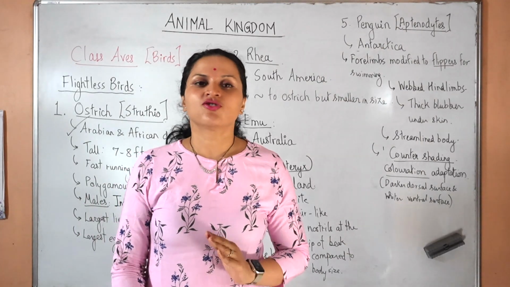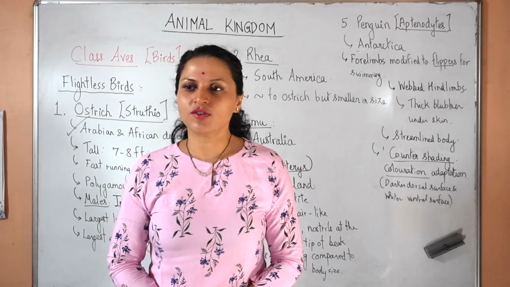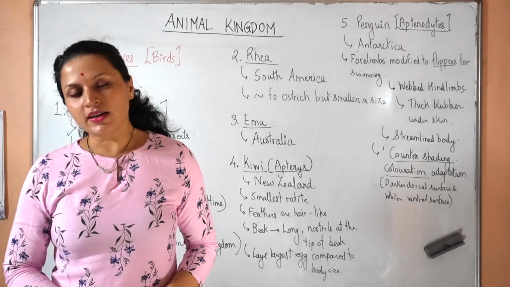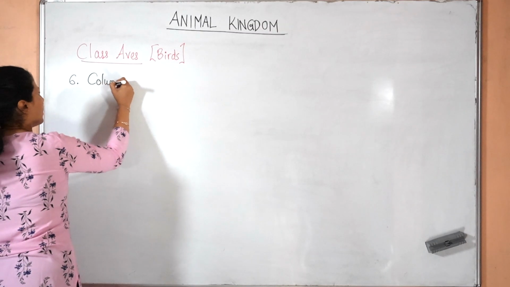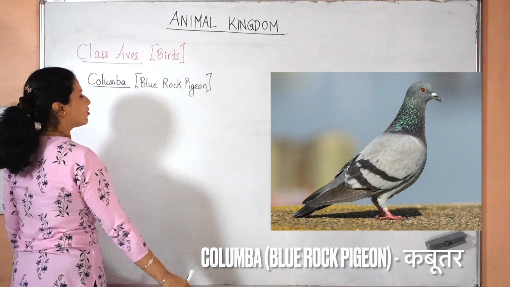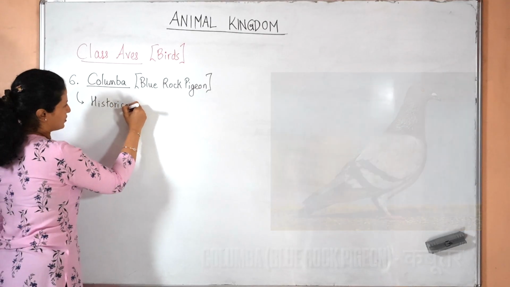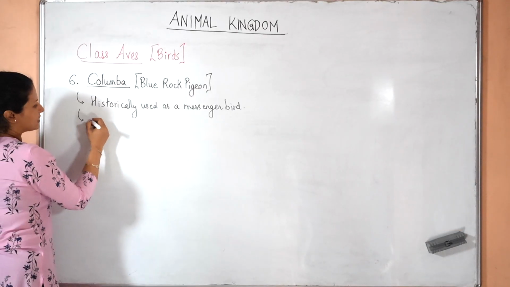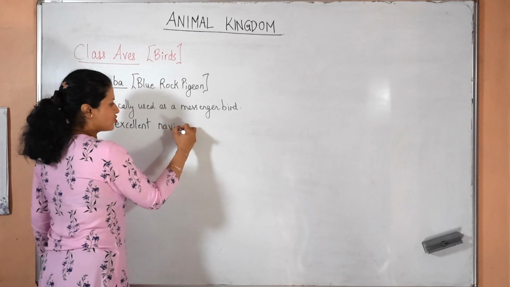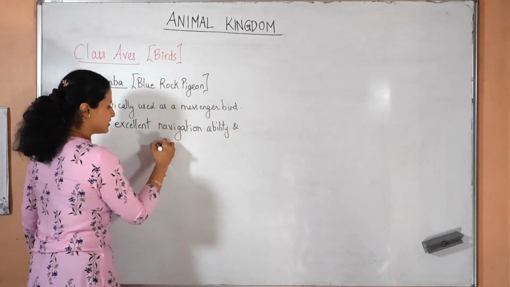So these were the adaptations of the flightless birds. Now we move on to the characteristics of the flight birds. Let us start with the pigeon. Columba, blue rock pigeon. This is the common pigeon that you see all around you. It has been historically used as a messenger bird because it has excellent navigation ability and homing instinct.